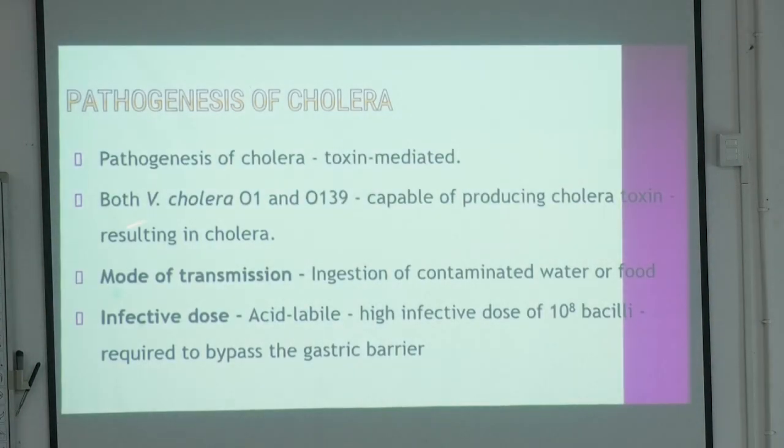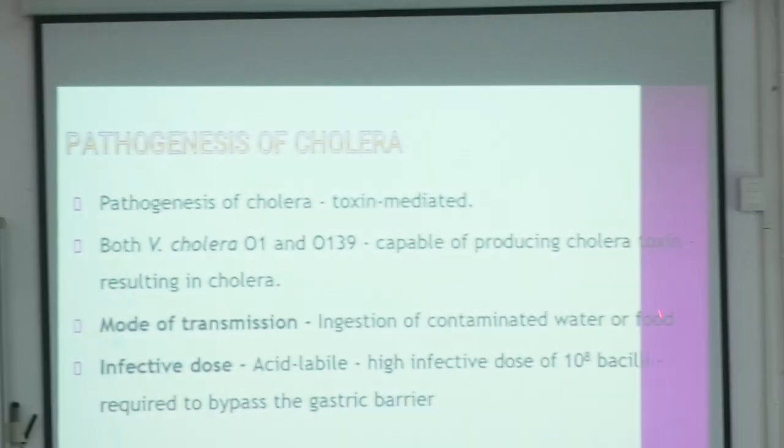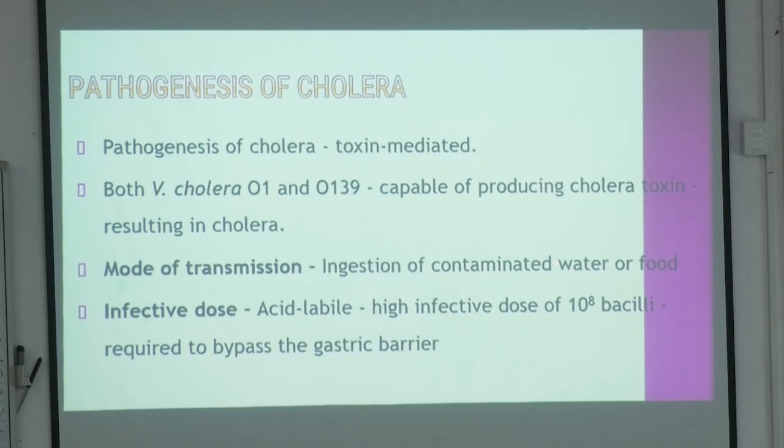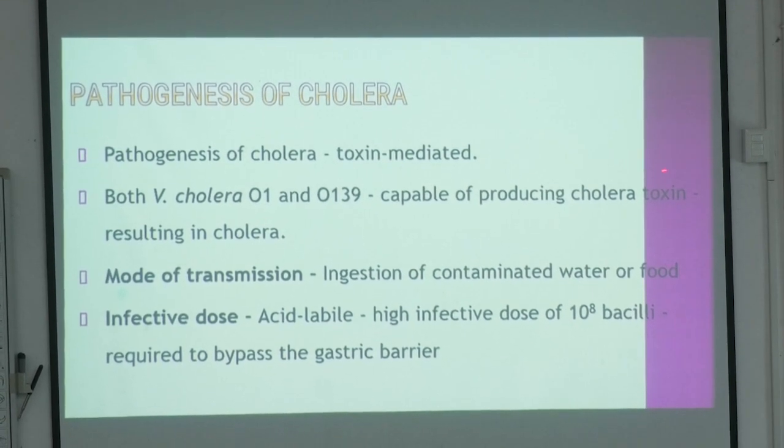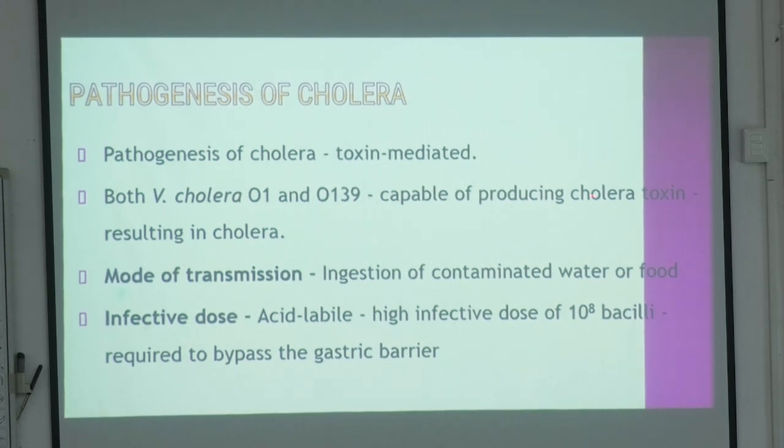Now pathogenesis of cholera. We all know there is some bacteria that produce some kind of toxin. ঠিক আছে? তো cholera এর pathogenesis হচ্ছে toxin mediated. Vibrio cholerae O1 and O139 are capable of producing cholera toxin resulting in cholera. কিভাবে এটা করছে? যখন আমাদের মোড অফ ট্রান্সমিশন কলেরা যে কন্টামিনেটেড ওয়াটার বা ফুড তাতে ব্যাক্টেরিয়াই যখন রিচ থাকে, cholera-rich water and food যখন ingestion হয়, that causes the cholera.